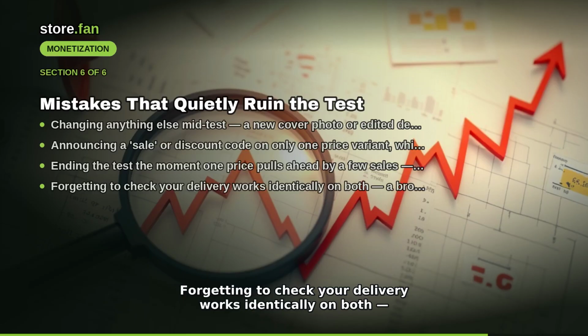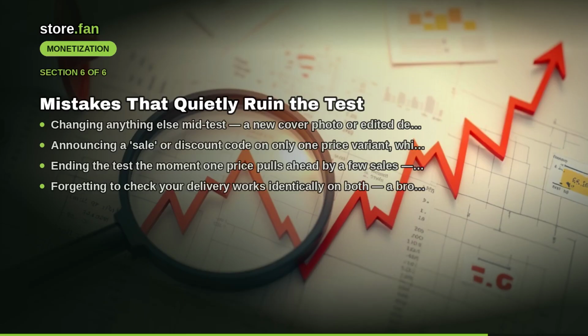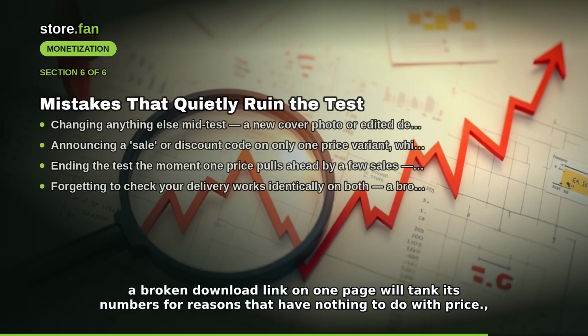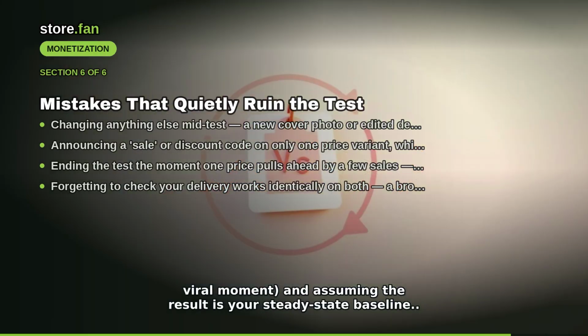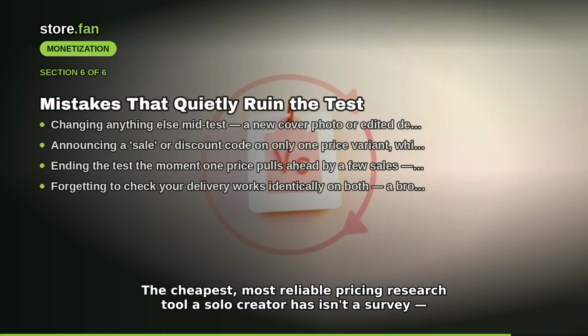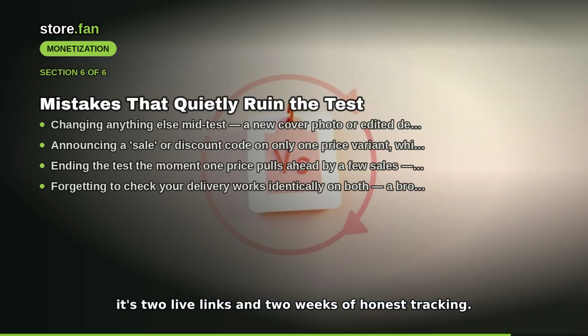Forgetting to check your delivery works identically on both. A broken download link on one page will tank its numbers for reasons that have nothing to do with price. Testing during an atypical week, launch week, holiday, viral moment, and assuming the result is your steady state baseline. The cheapest, most reliable pricing research tool a solo creator has isn't a survey. It's 2 live links and 2 weeks of honest tracking.